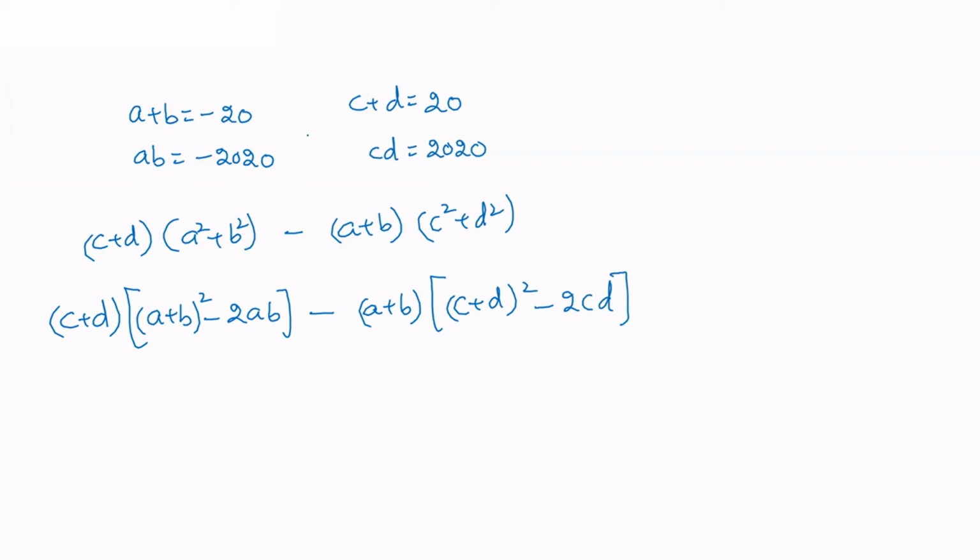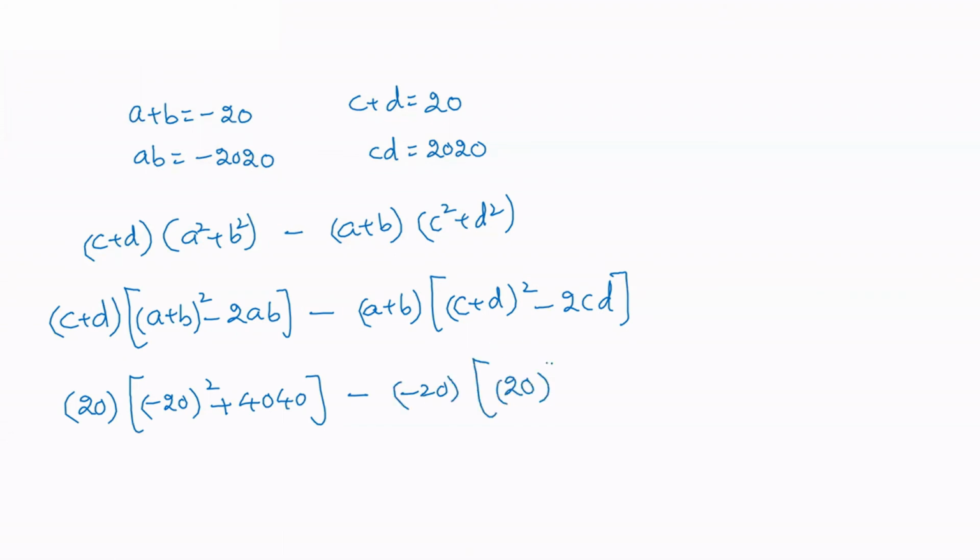So now you can observe here, all these values are already present in the question. So c plus d, that is 20, times a plus b whole square, that is minus 20 whole square, minus 2 times ab. So ab is going to be minus 2020, so that will be simply plus 4040. Minus this a plus b, which is again minus 20, times c plus d, which is 20, minus 2cd, which is minus 4040. So if you simplify all these, we are going to get the answer for this question as 16,000, which is actually a pretty direct question here.